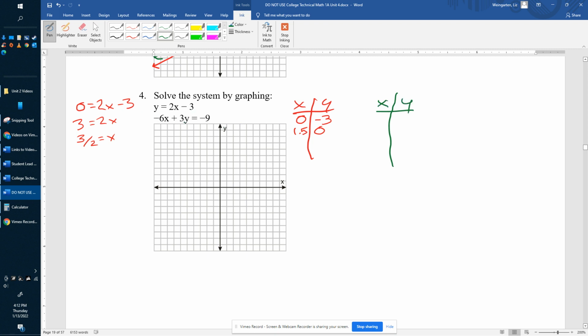Put 0 in for x, we get 3y equals negative 9. Divide both sides by 3, we get y equals negative 3. Put y in as 0, we get negative 6x equals negative 9. Divide both sides by negative 6, and we get 1.5. Well, we can already see these points match exactly. We have the same line. We don't even have to graph it.